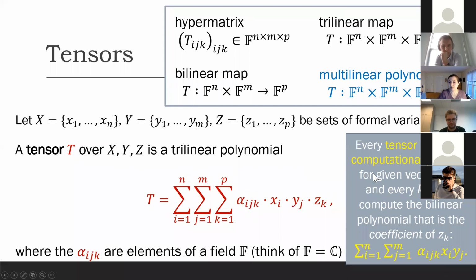Now, what does that have to do with computational problems? Well, any fixed polynomial like this corresponds to some computational problem: given the vectors x and y, for every z_k, compute the coefficient in front of z_k in this polynomial. So the z_k are the output variables, and the x's and y's are the inputs, and you want to compute the polynomial in front of z_k for every z_k. So you're computing a set of polynomials.